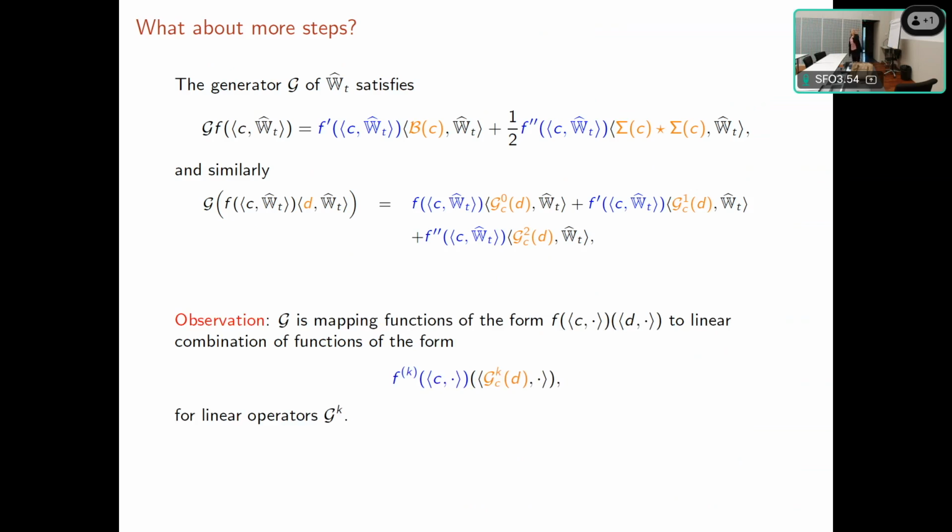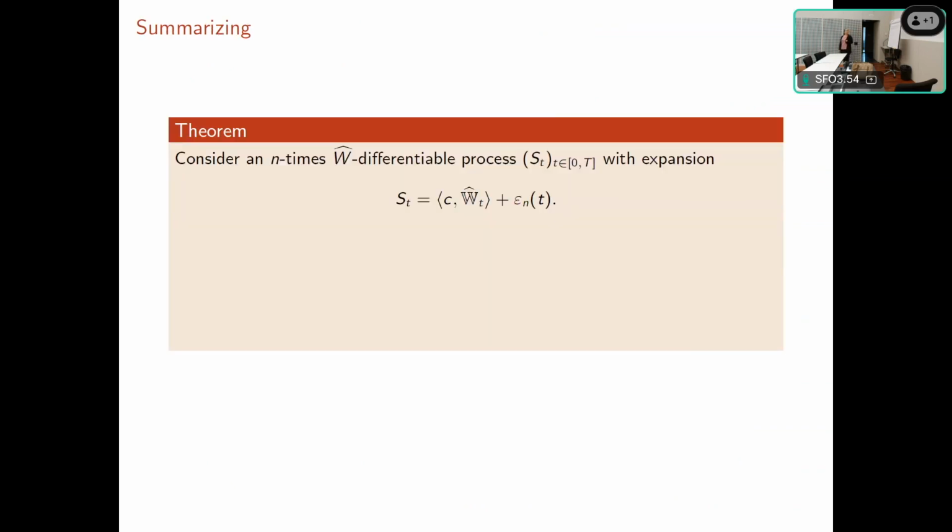G maps functions of the form function times a linear combination to something of the form some derivatives times a linear combination. And so you just need to understand these three operators, which are linear, so they are matrices in particular, to be able to automatically apply them as many times as you want.